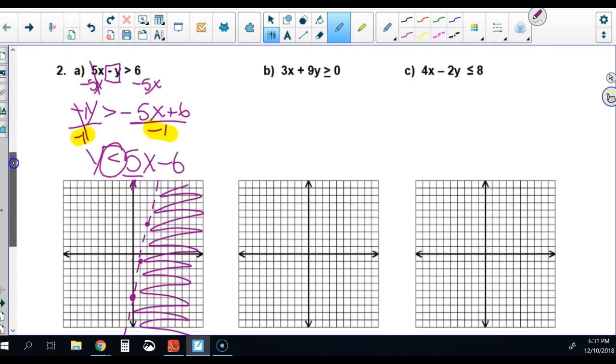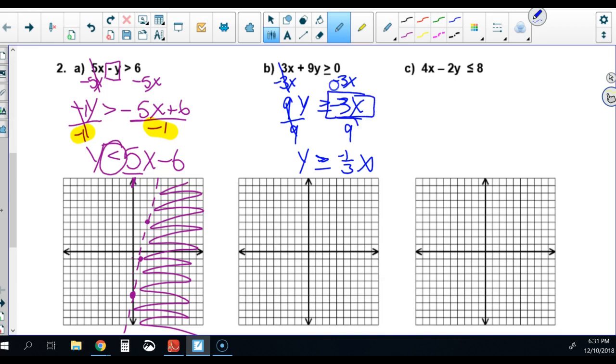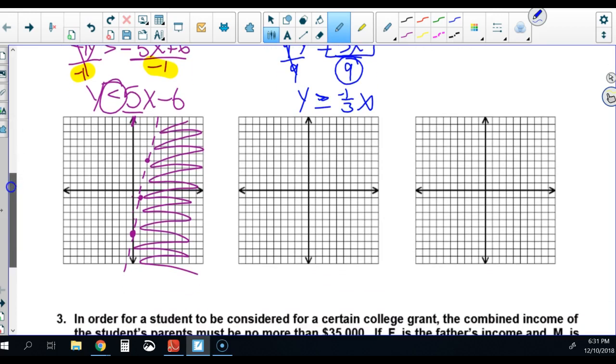Number 2b, 3x plus 9y is greater than or equal to 0. We need to get the y isolated again. Minus 3x to both sides. 9y is greater than or equal to negative 3x. Divide both sides by 9. And you get y is greater than or equal to negative 1/3 x. We didn't divide by a negative, so we don't need to flip anything around. Now we have this negative 3, but we divided by positive 9. We do not need to flip anything around.